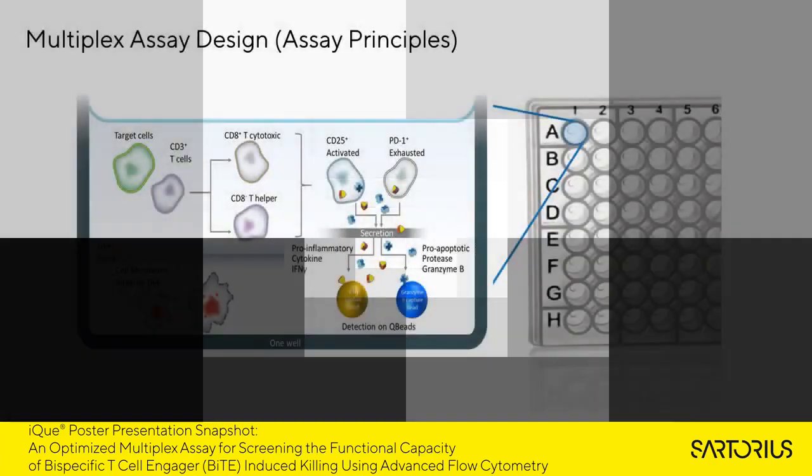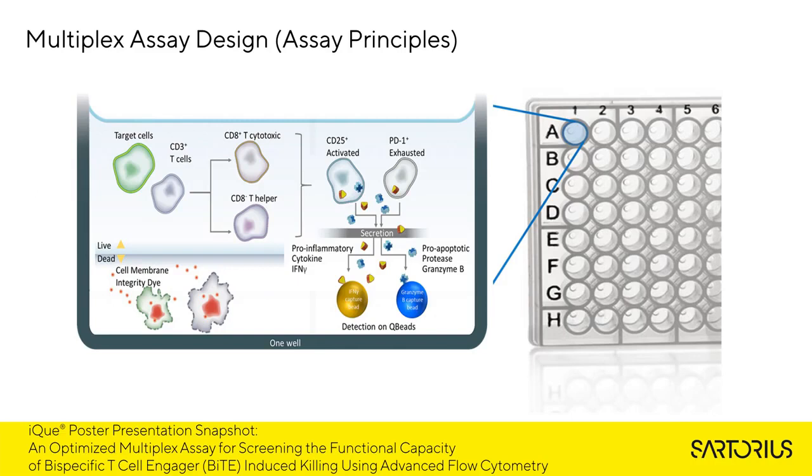This slide demonstrates the multiplex assay design, showing the various metrics determined from each individual well. The effectors and targets are differentiated from each other by the encoding dye, and live and dead cells are identified using a viability dye. Surface marker protein antibodies identify CD3 positive, CD8 positive cytotoxic, and CD3 positive, CD8 negative helper T cells. Also included are surface marker protein antibodies to indicate the T cells which are expressing CD25 and PD1, the activation and exhaustion markers.